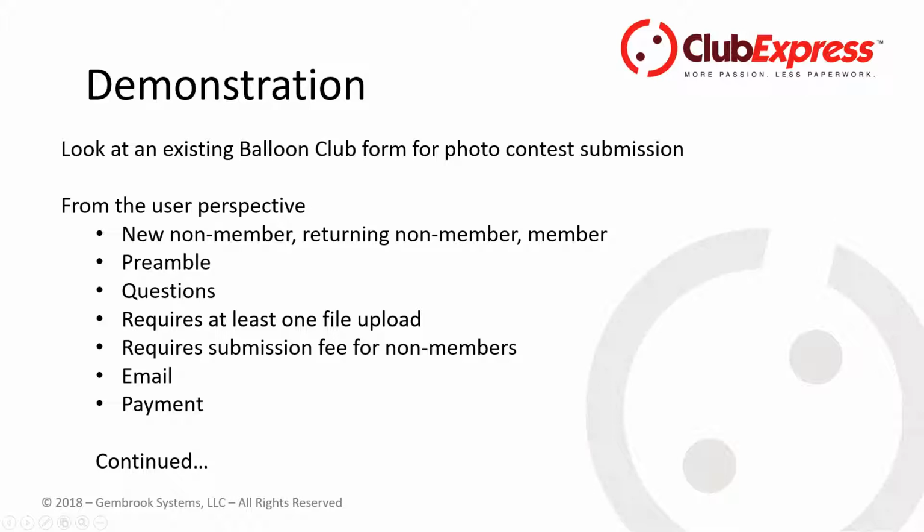We'll look at the preamble. We'll look at the questions on the form. In this particular case, we're using a photo contest submission. And we're going to require that at least one file be uploaded. And we're going to require that if you're a non-member, that a submission fee be entered. We'll also take a look at the email that's sent when somebody makes a submission, and we'll go on to how it's paid. And so that's looking at it from someone actually filling out the form, entering the information.